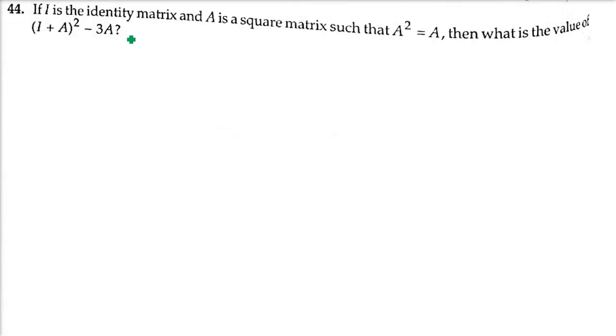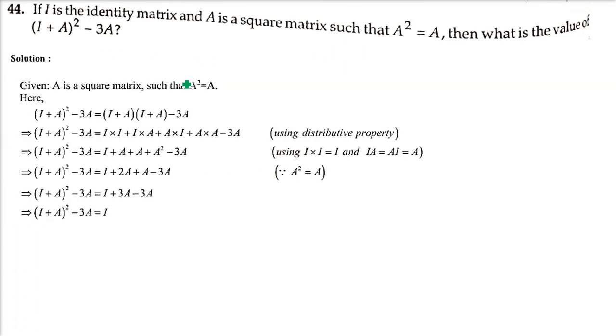If I is the identity matrix and A is a square matrix such that A squared equals A, then what is the value of this expression? Okay, so we will expand this expression, we'll use certain properties, and then we'll try to find out the value. So I'll do it one step at a time. See, I plus A, this whole squared, minus 3A. So what is I plus A whole square? We cannot do A square plus B square plus 2AB. This is a matrix, so we cannot do that. We have to do it step by step. So this I into I is I square. I square is always I. Identity square is I only.